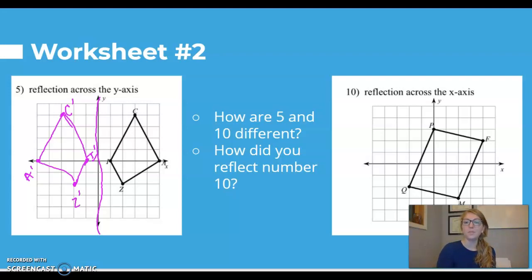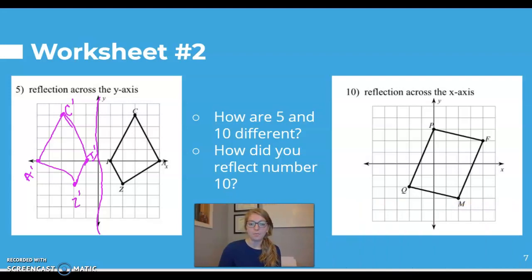Okay, now number 10 is a little bit different. Let me see if I can move my face there. There we go. So for number 10, we want to reflect this quadrilateral over the x-axis, but what's interesting is the x-axis goes through the shape. We still do it like we normally would. We just count each vertex's distance away from the line of reflection and then flip it to the other side.